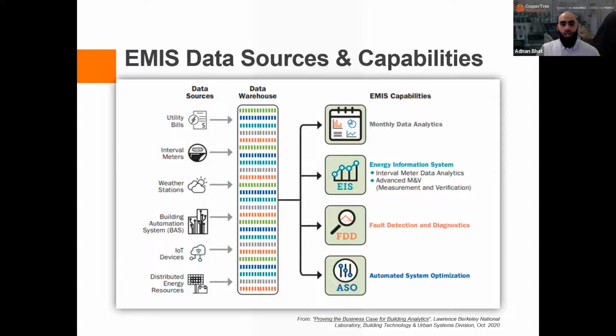The EIS, or Energy Information System, has energy baselining, multiple resource metering, and interactive views, while the FDD is focused on rule-based algorithms, system performance auditing, and an actionable issue management portal. And at CopperTree Analytics, the ASO is provided as a service extension to the FDD platform, so auto correction and system optimization can be further automated.